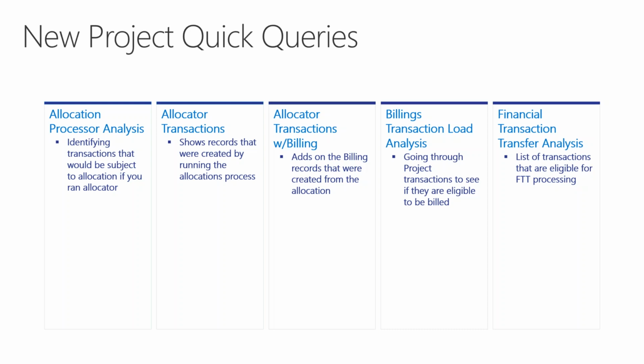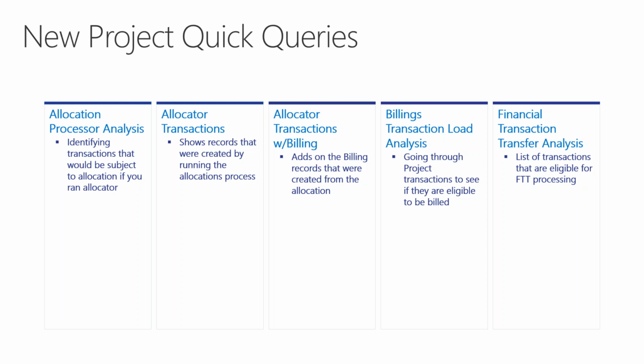What are the allocations? If I was about to run the allocator, what would be subject to be allocated? If I ran the allocator, what are the results? What happened when I ran allocations? What were the billing results? If I went to do the billing transaction load analysis, what is eligible? And in the financial transaction transfer analysis, what is eligible to be run in the FTT?